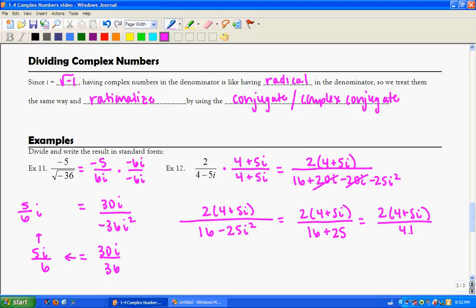If we could reduce the 2 and 41, we would. So this is in simplest form as far as that goes, but to put it in standard form, we need to separate the real part and the imaginary part. So you could distribute the 2 now on the top, making it 8 plus 10i all over 41. So now it's easily separated into 8 over 41 plus 10 over 41 i.